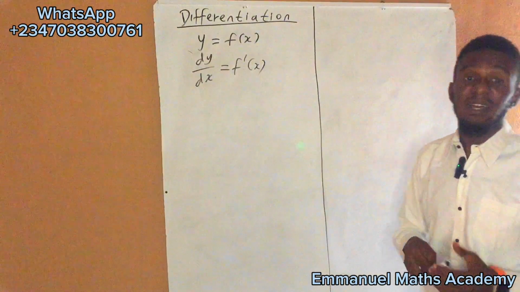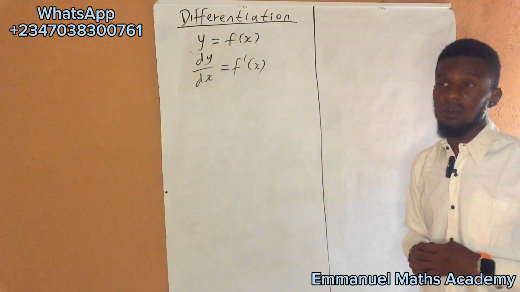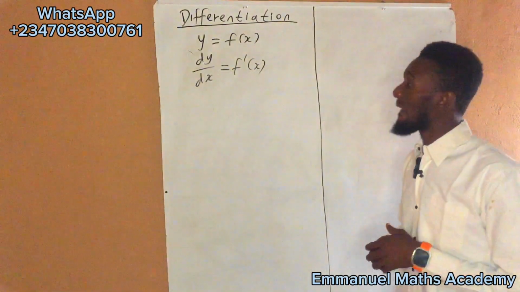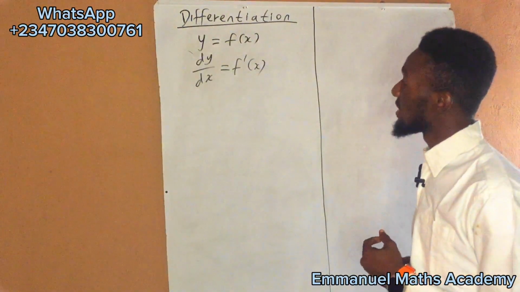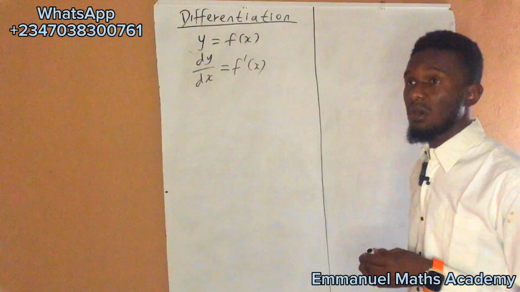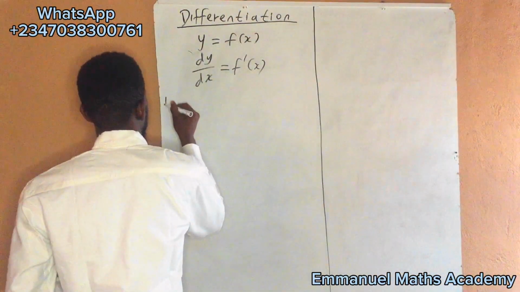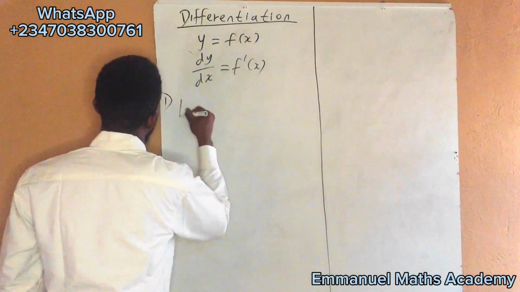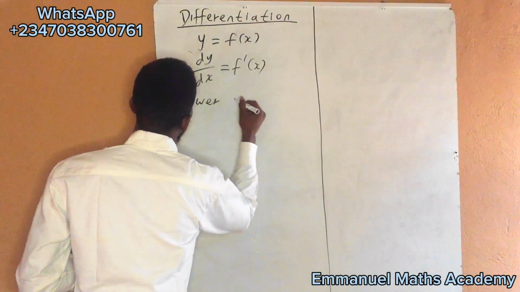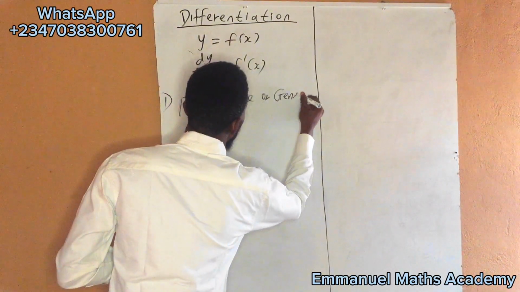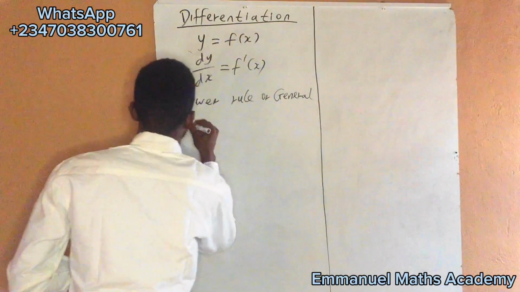In differentiation, there are techniques, or maybe we call it rules of differentiation. And the number one rule is what you call the power rule or the general rule. Let's say under number one, the power rule or general rule.